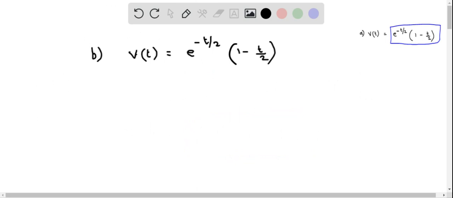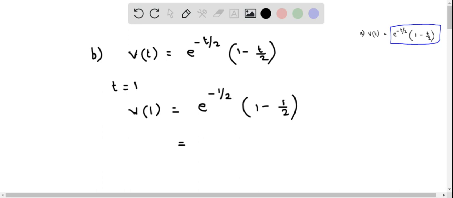In part B, we determine the velocity of the particle after 1 second. So we plug in t equal to 1 into the velocity function to determine the velocity after 1 second. So therefore we get v of 1, and this equals replace t by 1. So it is e raised to the power of negative 1 by 2 times 1 minus replace t by 1, which is 1 minus 1 by 2. And so this can be written as 1 divided by e raised to the power of half, which can be written as root e times 1 minus half is half. And so this equals 1 over 2 times root e.